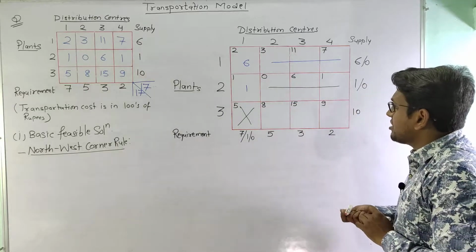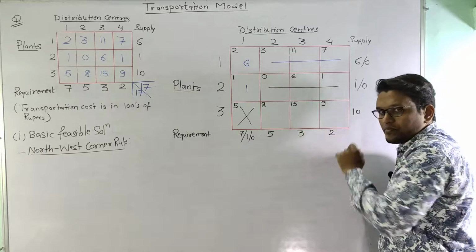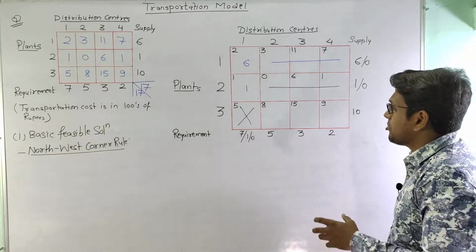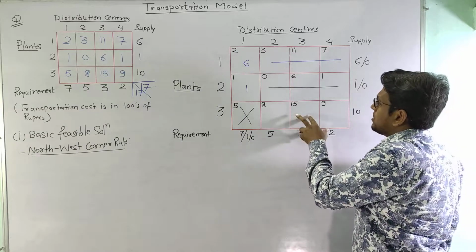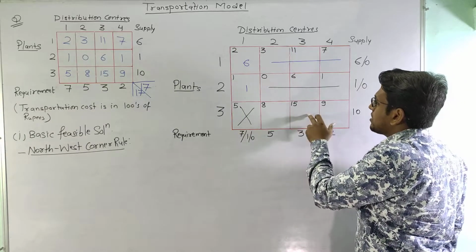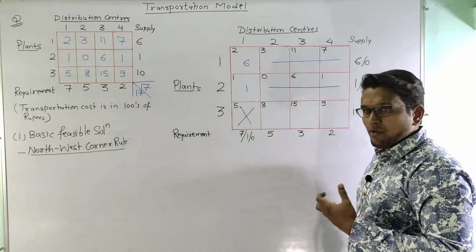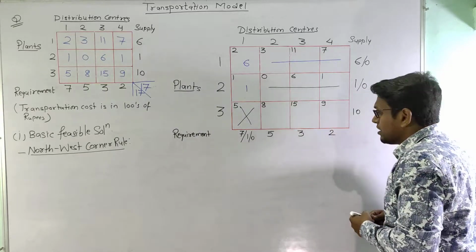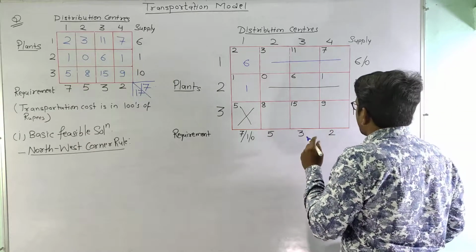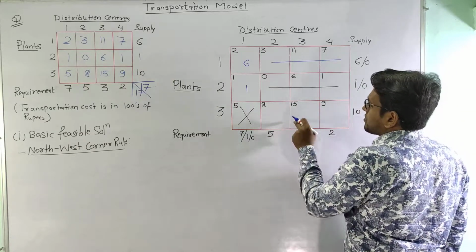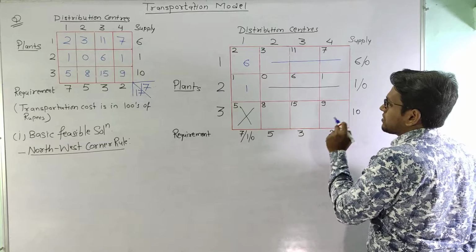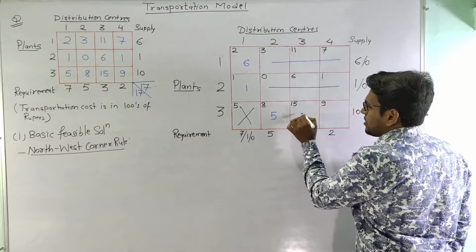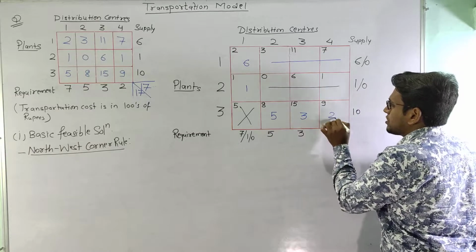Now in the remaining 3 cells we will select the northwest corner cell, but because there are only 3 cells or a single row, we are forced to allocate the remaining values in these particular cells. So we have no option but to allocate the values in the corresponding cells. So 5 I have allocated here, 5, 3 and 2.